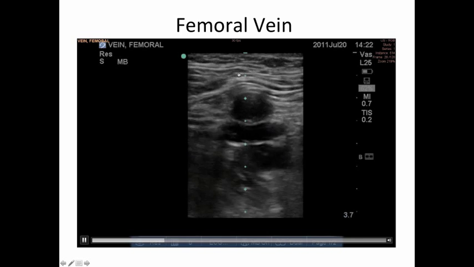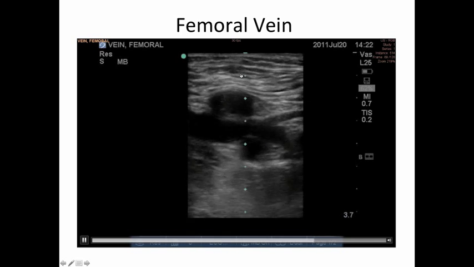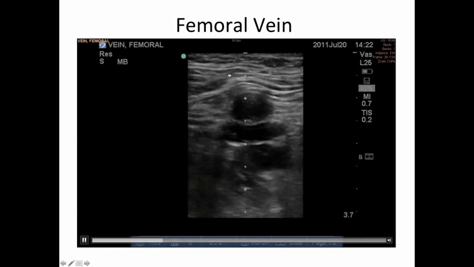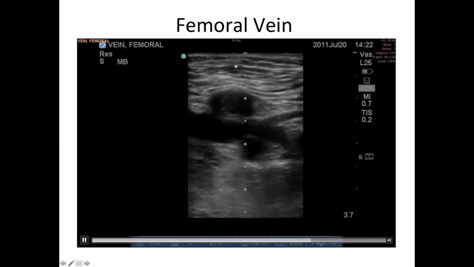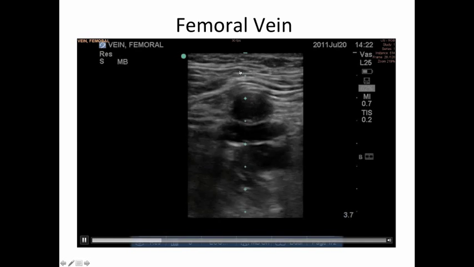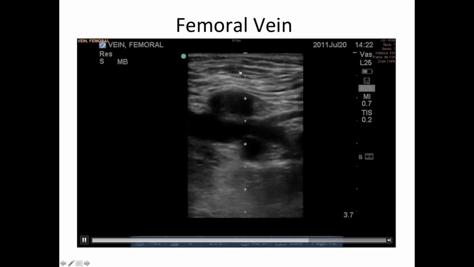Additionally, you can see up here at the top of the screen, at the end of this image, is again a lymph node. So again, the circular structure with an anechoic area, and in the center of it is that dark area, which again is not blood clot but lymph node.